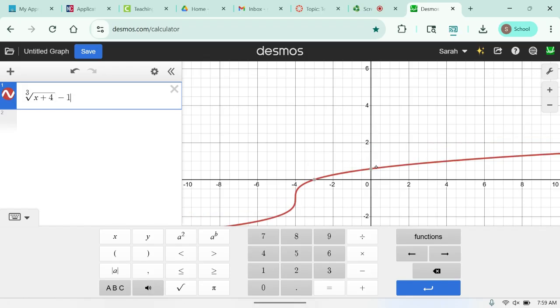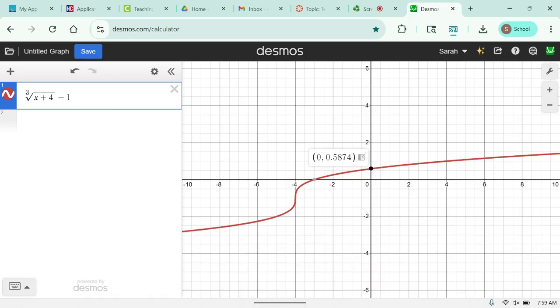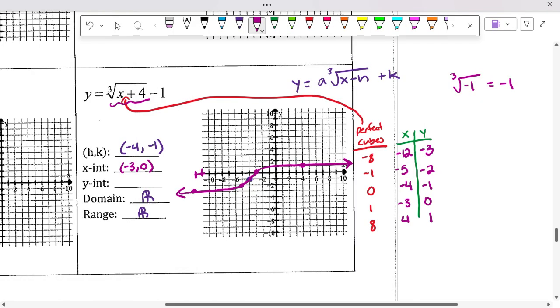And since we're already here, let's get the y-intercept. The y-intercept is, let's say, 0.59. Or you can just put everything that's on there, because Desmos automatically rounds it for you. So let's say 0.5874. So the y-intercept is 0.5874. And obviously you don't need to graph that.